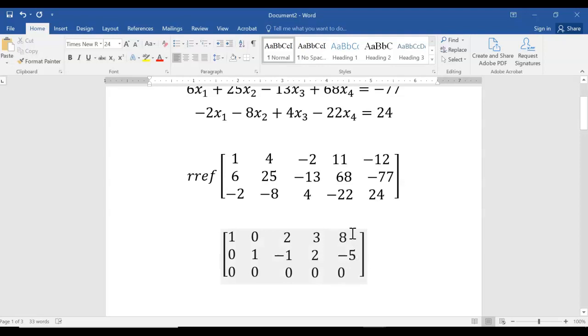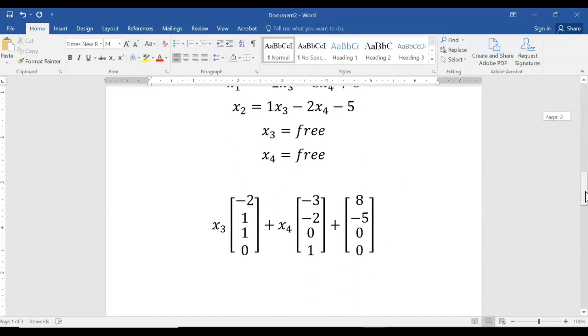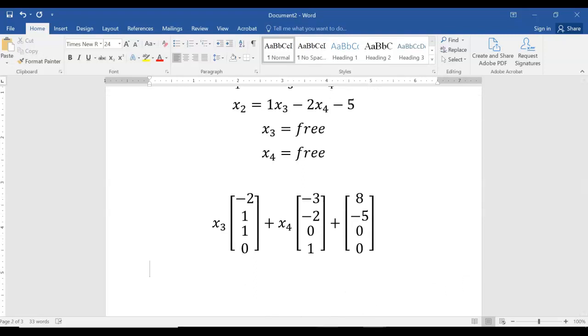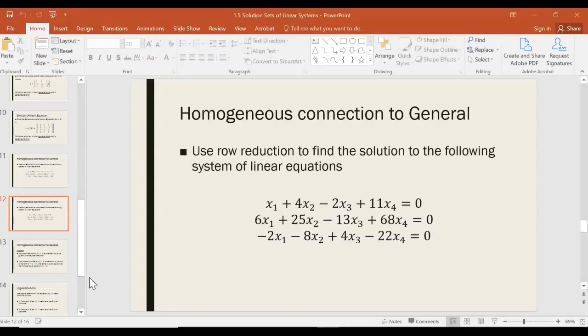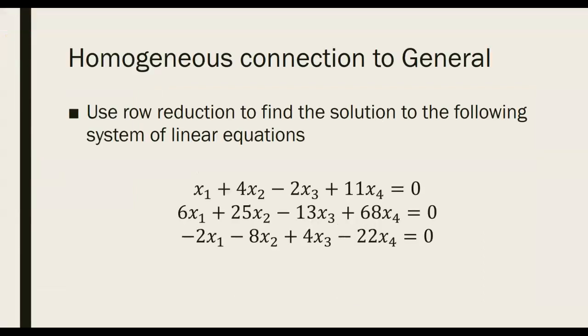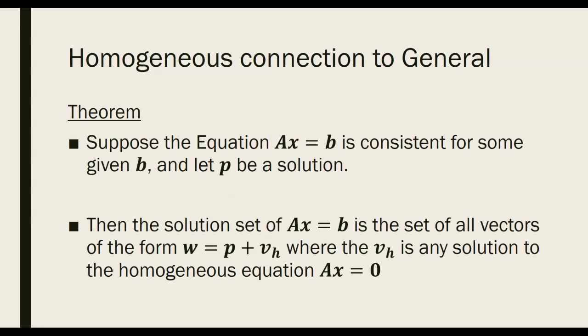The vector that shows up in the solution is the one that is in the row reduced echelon form of the matrix, not the original matrix. So there you go, that's the connection. That's how homogeneous systems of equations and the general systems of equations are connected. Okay?